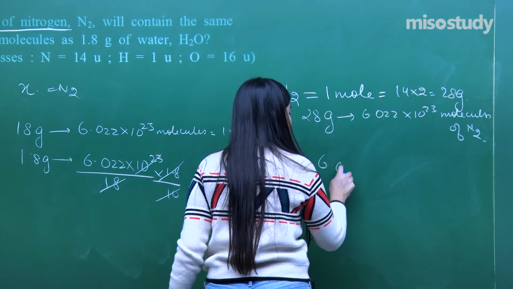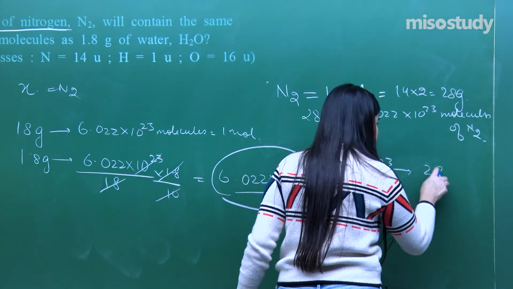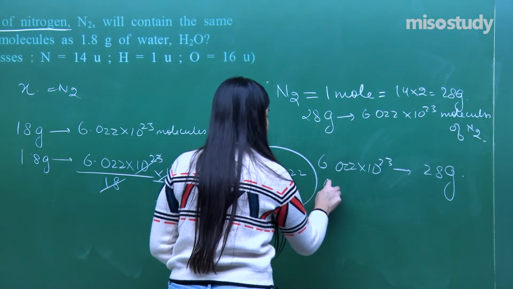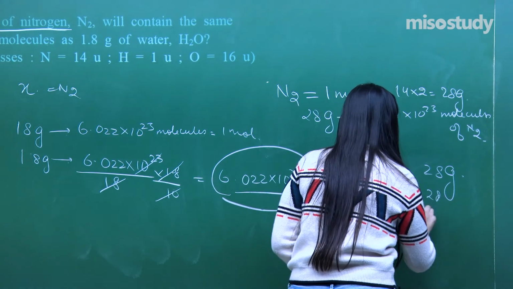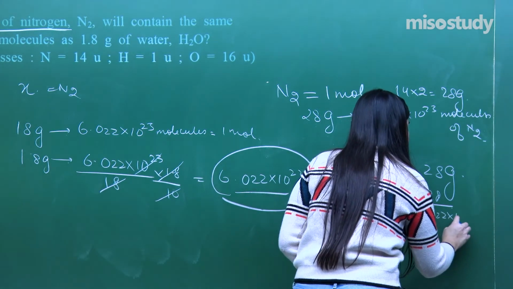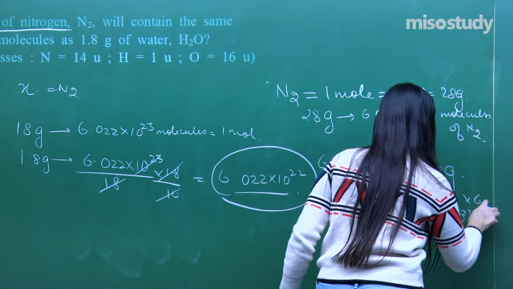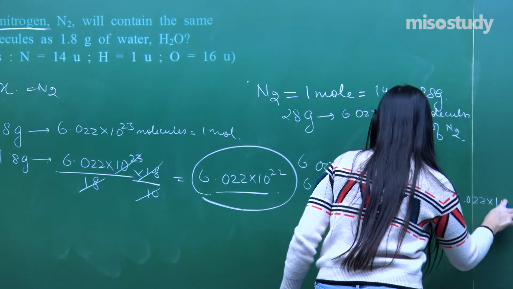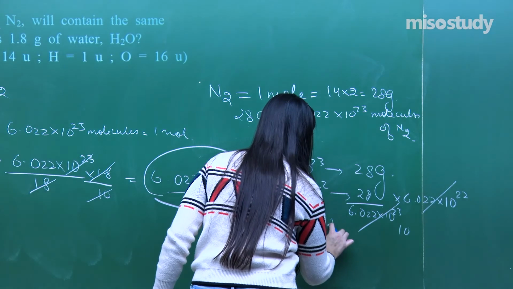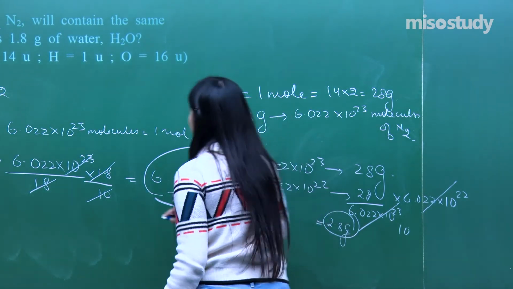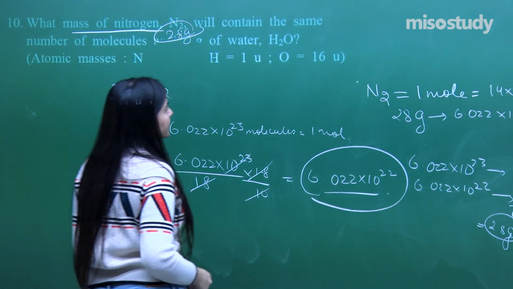So again unitary method: 6.022 into 10 to the power 23 will correspond to 28 grams. That means 6.022 into 10 to the power 22 will correspond to how much? 6.022 into 10 to the power 23 into this much amount, that is 10 to the power 22. Cut it, 10 will be remaining: 2.8 grams of nitrogen gas. What is the mass of the nitrogen gas? 2.8 grams. Got it?